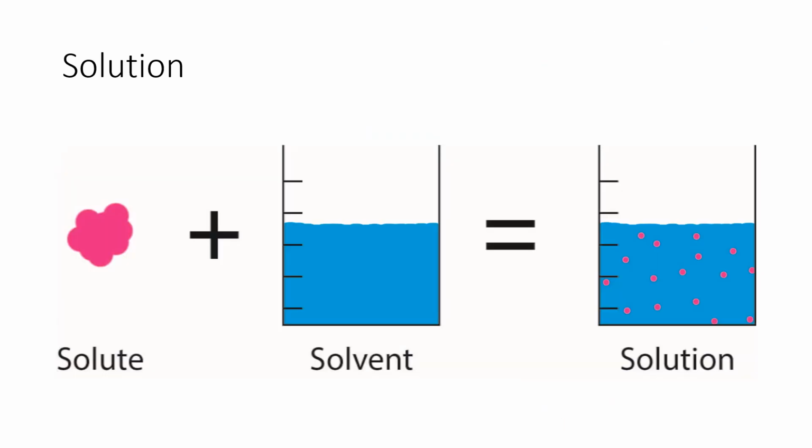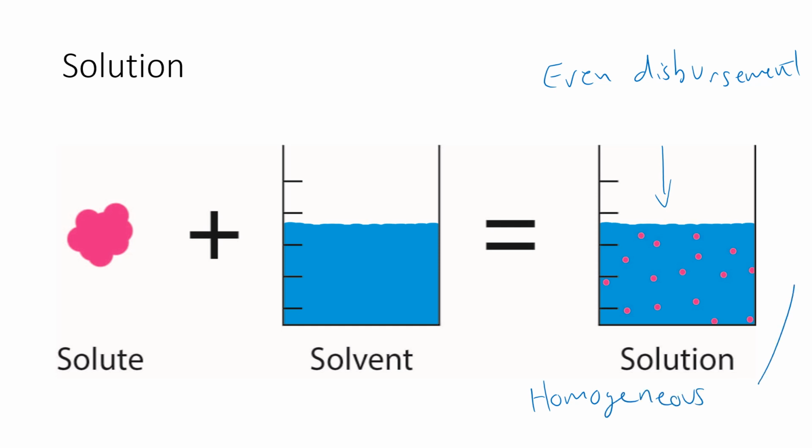All right, another example here. Look at that. You can see that in this solution, you have even dispersement. Even dispersement. And that's why we call these homogeneous. So again, homogeneous means that it is the same. If you look down here and if you look up here, you're going to see it's not settling. It's all mixed in together, mixed in evenly in the different places, top and bottom and middle.